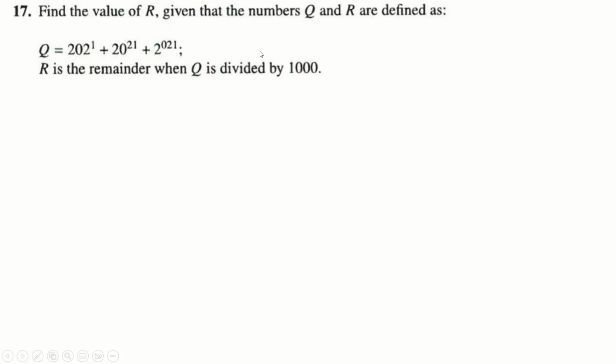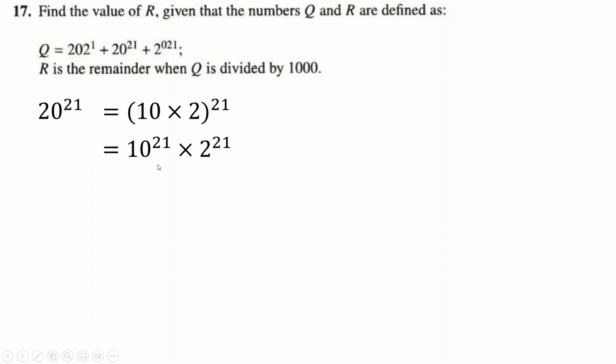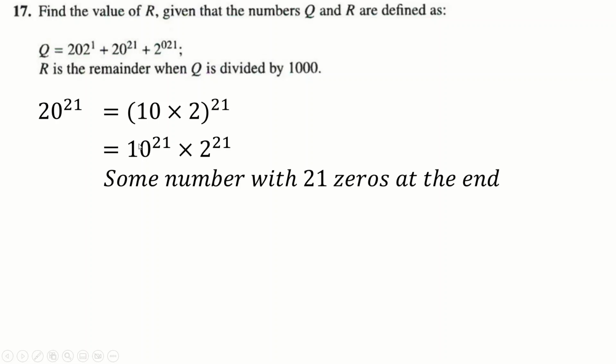Okay, so find the remainder of Q when it's divided by 1,000. Okay, now the first thing to look at is this number here. 2 to the power 21 is just 10 times 2 to the power 221, which is this, I guess. And this is just a number with 1 with 21 zeros after it. So this whole number here is just going to have 21 zeros at the end. I don't care what the front number is, but it's going to have 21 zeros at the end.